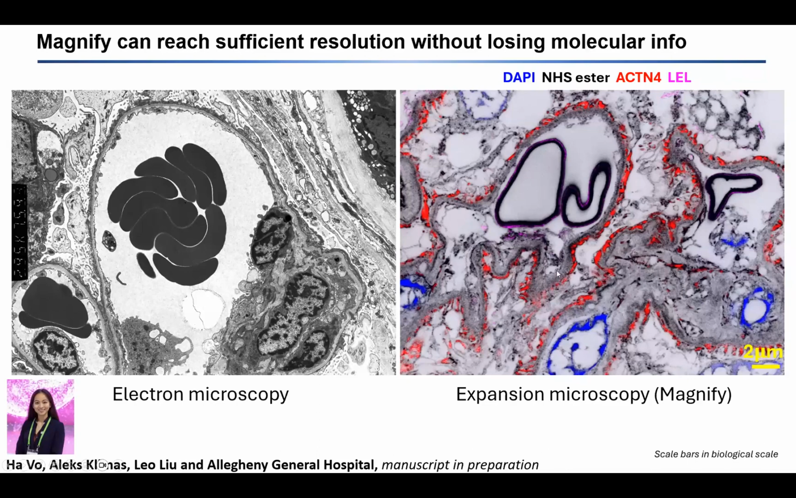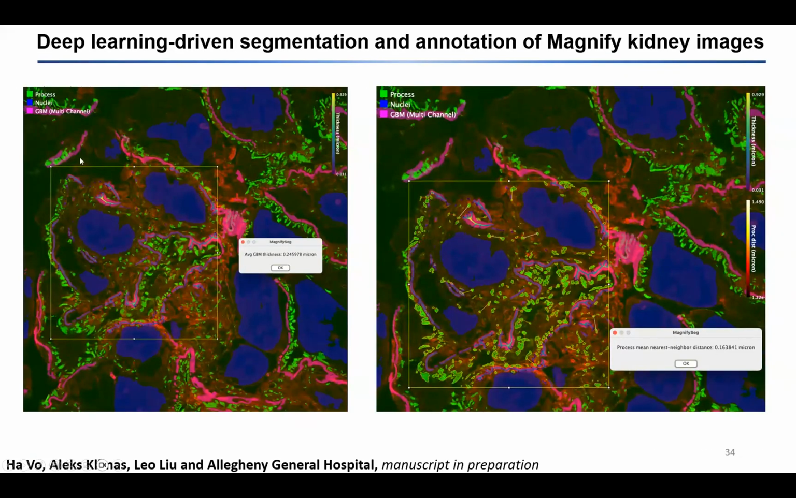Not only can we have the EM texture, but we will also be able to get molecular contrast, for example, provided by an antibody against ACTN4. We can apply lectin to highlight, for example, the basement membrane as well. And of course, we can see the nuclei using DAPI. We developed software to automatically segment out those markers. So we can, for example, automatically detect the basement membrane.